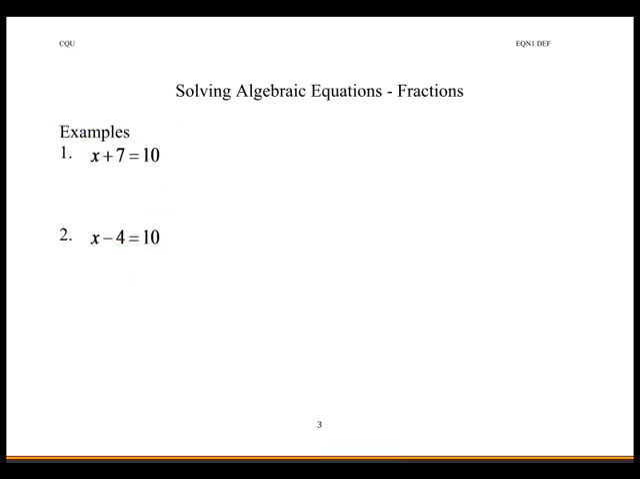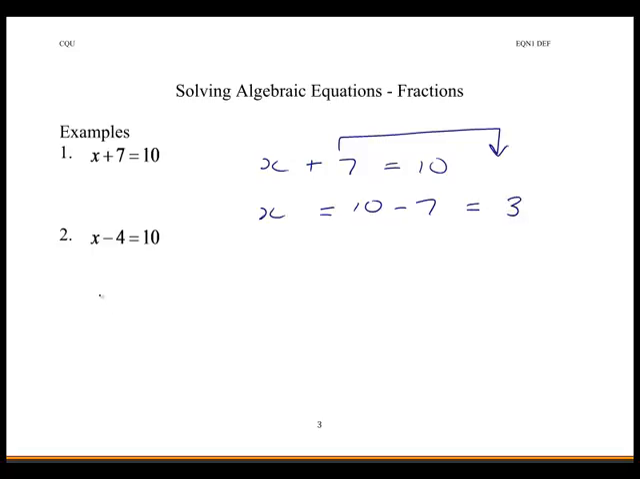Okay, first example here, we've got x plus 7 equals 10. So we need to solve for x here. What we need to do is get the 7 to the other side. That's plus, so it's plus 7. When we bring it to the other side, it becomes minus 7. And there we are, we solved it.